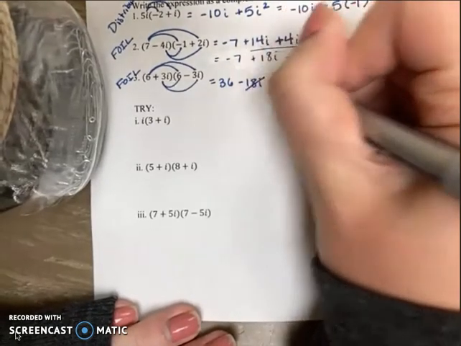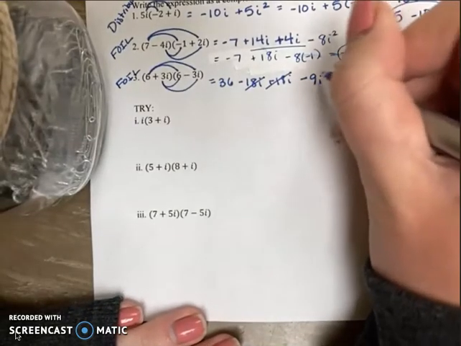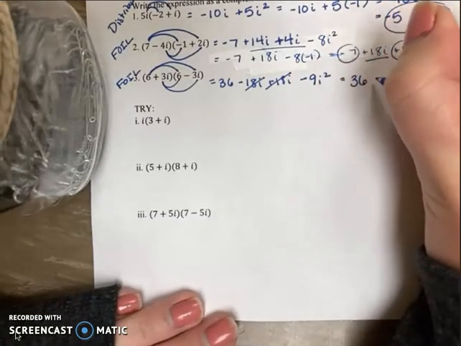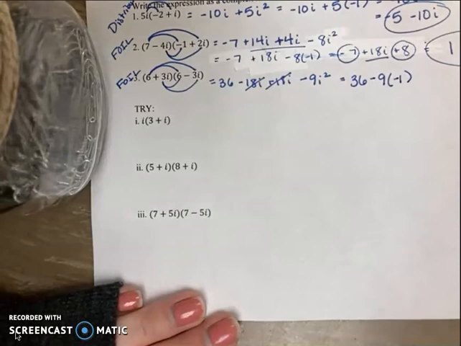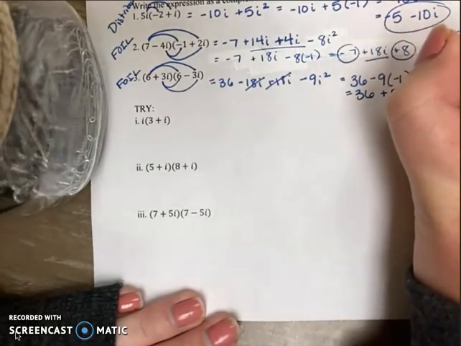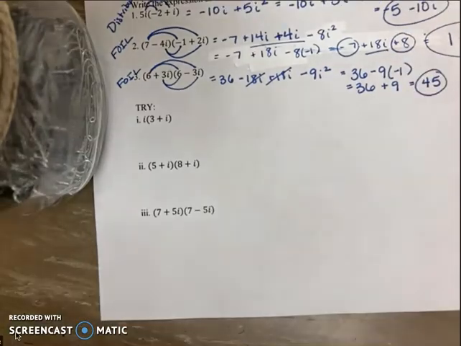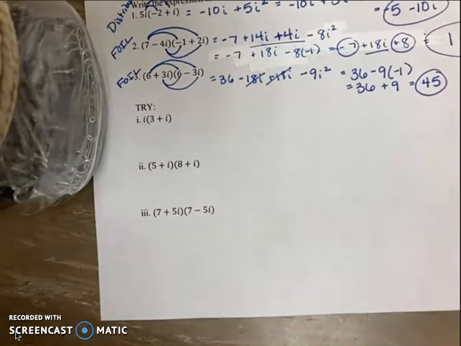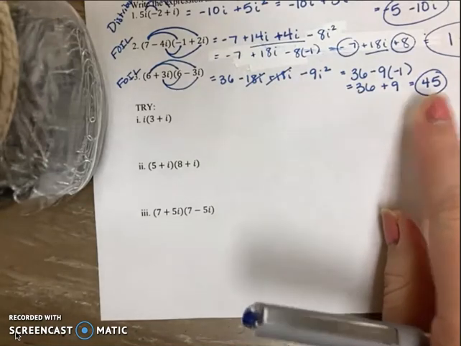I want you to notice that the i's cancel out, and I'm left with an i squared, which remember we need to substitute a negative 1 for that. So really I have 36 minus 9 times negative 1, or 36 plus 9, which is 45. That means our final solution is a real number of 45. If you were to write this as a complex number, it would be 45 plus 0i, but this is technically the most simplified answer, so that's how I'm going to write it.